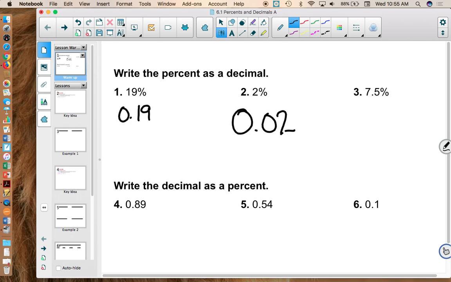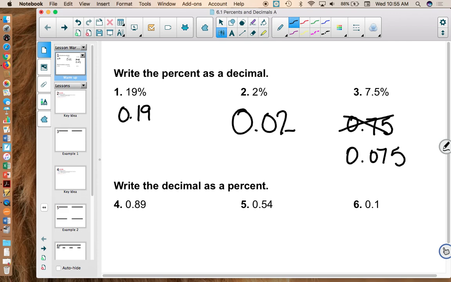7 and 5/10%. What's my decimal going to be there, Alice? 75 hundredths. So what I heard you say was this. Is that correct? Jillian, what do you think? 75 thousandths. Good. 0.075. Good. That one is not correct.